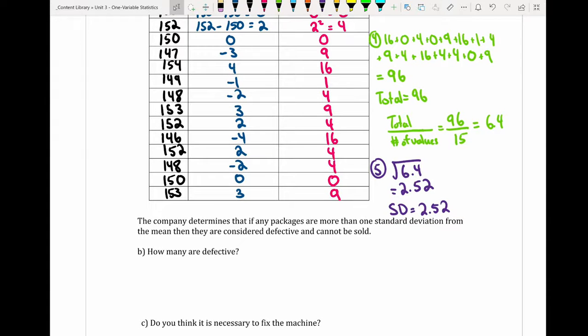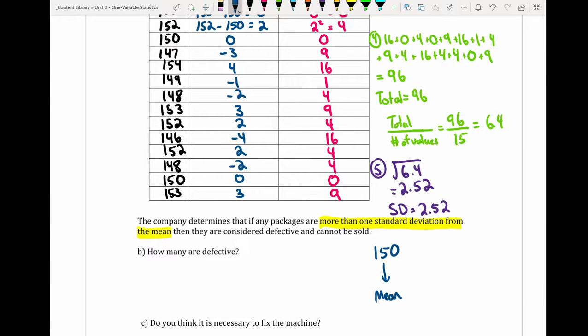So the next part of the question: the company determines that if any packages are more than one standard deviation from the mean, they are considered defective and cannot be sold. So more than one standard deviation from the mean, that's the key thing. I know my mean is 150. That value of 150 is my mean. Any package more than one standard deviation from the mean is considered defective. I know what my standard deviation is.